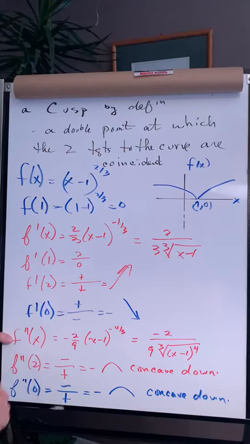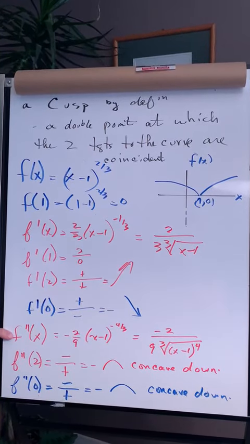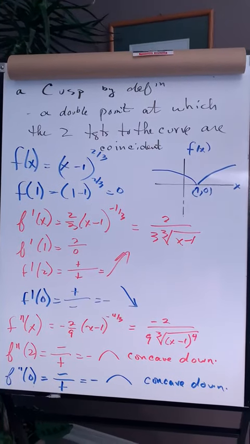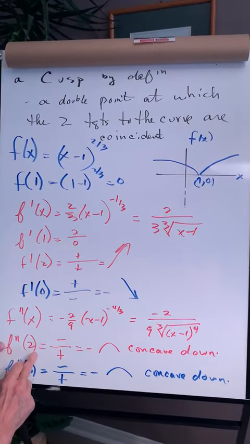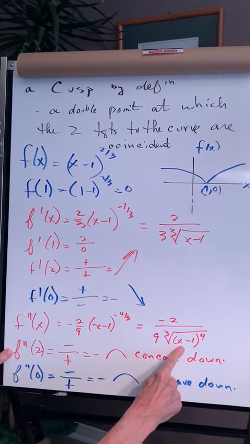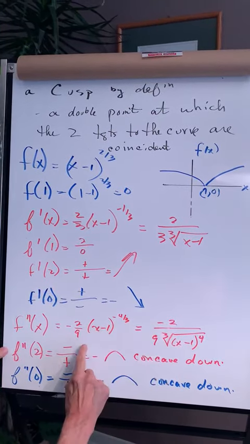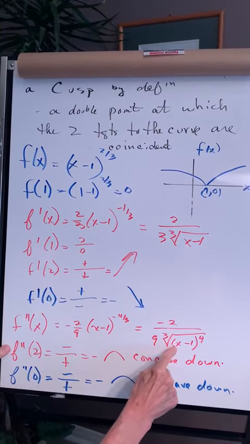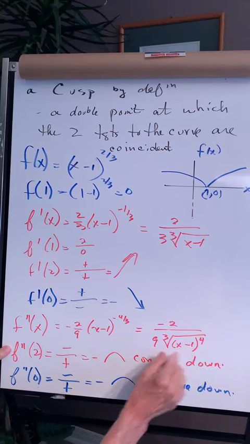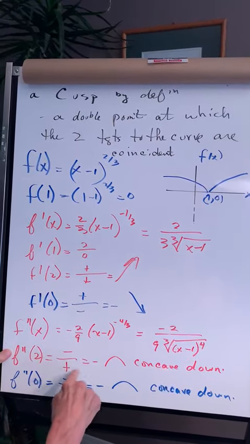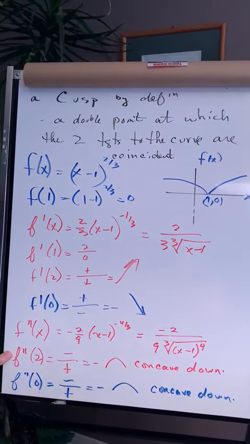Let's have a look at the second derivative. The second derivative is going to tell me if it's concave up or down. So let's go to 2 first of all. So this is the second derivative. The top is always negative, so it's -2. And if I put a 2 in here, this is positive. So the denominator is positive, so this is negative, so it'll be concave down.